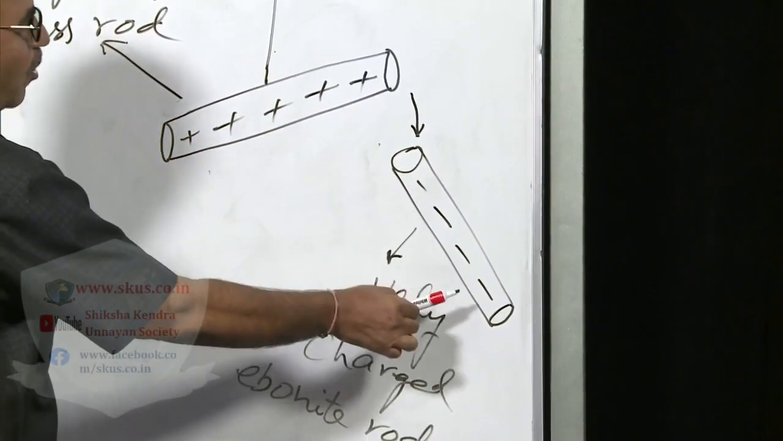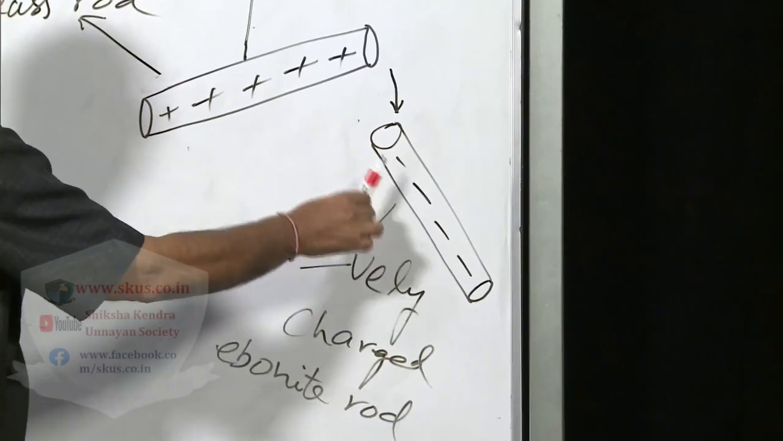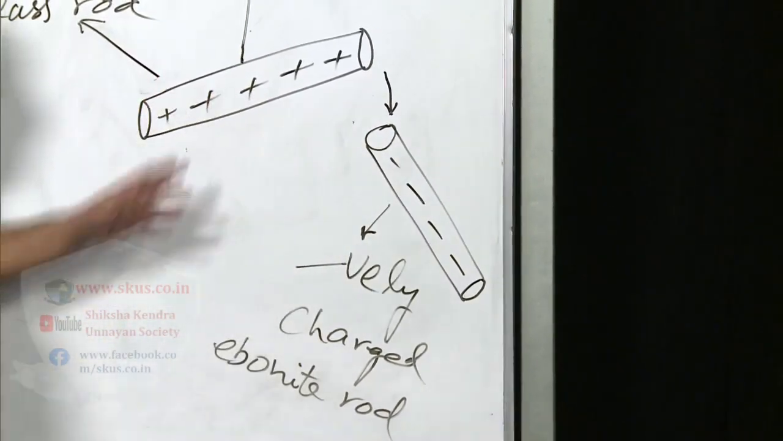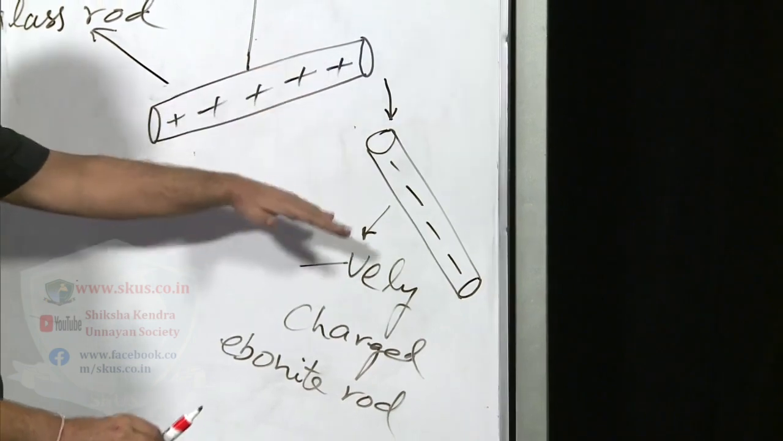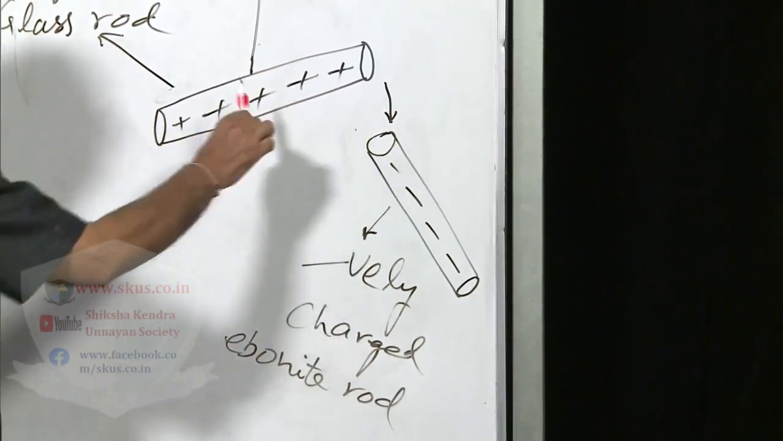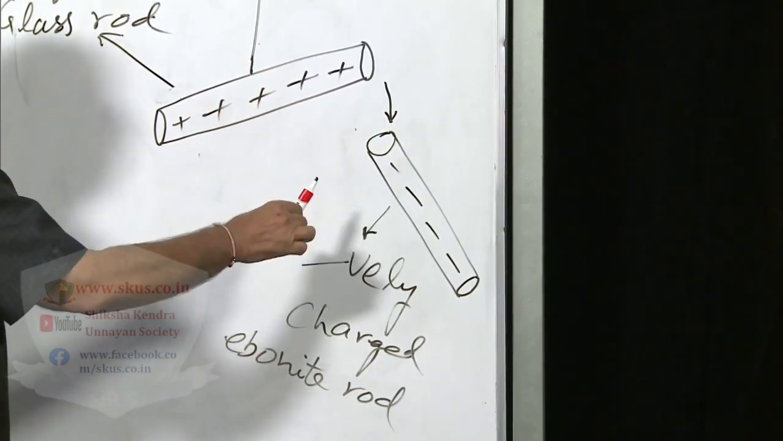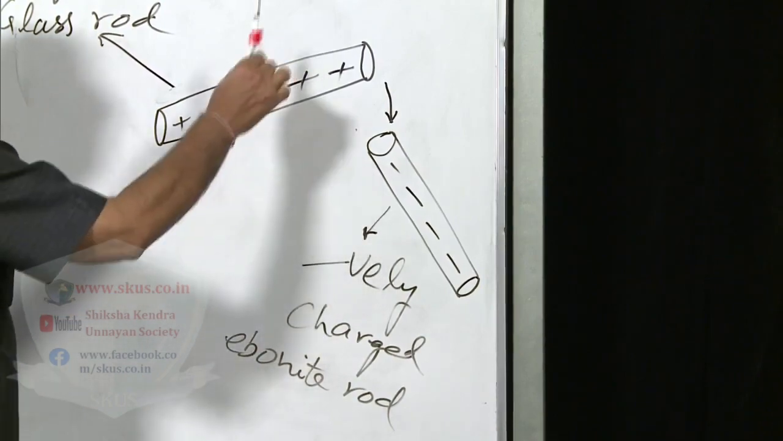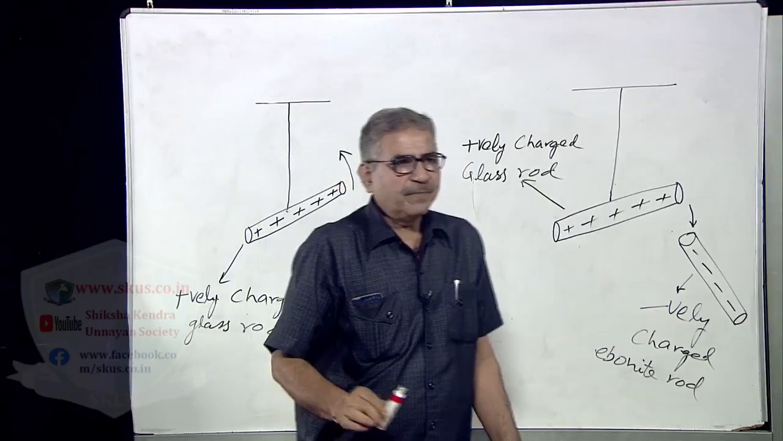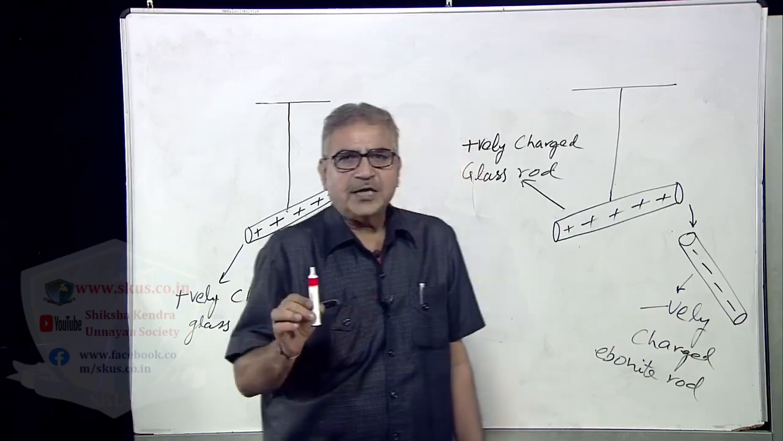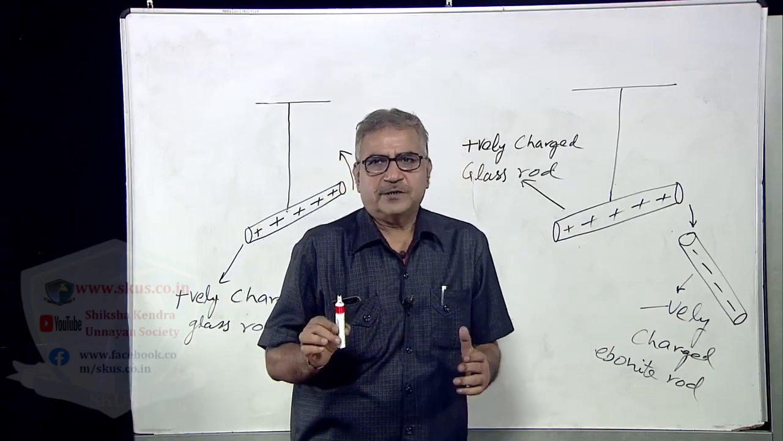Now when this ebonite rod is brought near this glass rod, which is suspended, the glass rod moves towards the ebonite rod, because both of these rods have opposite charges. So this schematically represents that unlike charges attract each other.